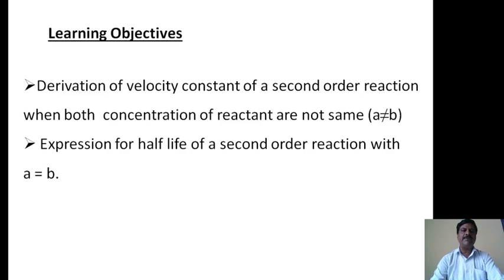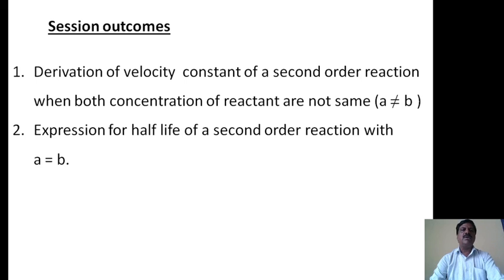First objective is the derivation of the velocity constant of a second order reaction when the concentrations of the reactants are not the same, that is, A is not equal to B. Second objective of this session is the expression for the half-life period of a second order reaction with A equal to B. After completion of this session, you will gain the knowledge to derive the velocity constant of a second order reaction when the concentrations of the reactants are not the same, and you will also be able to write the expression for the half-life period of a second order reaction with A equal to B.